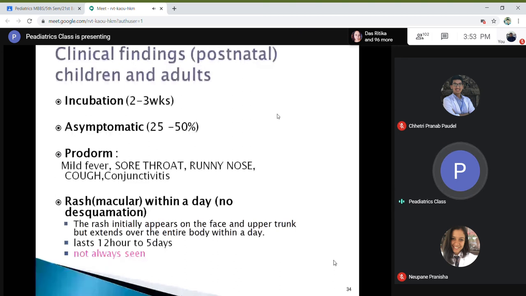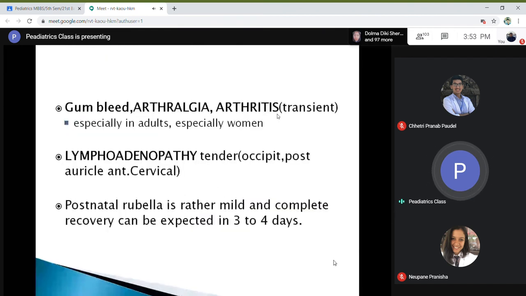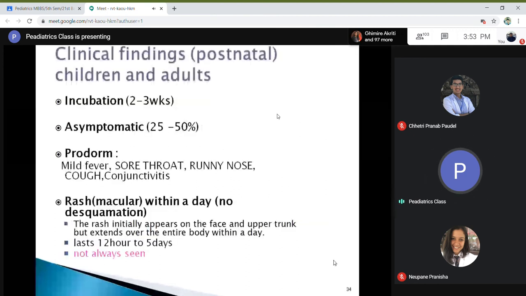So it initially appears on the face and then upper trunk, but extends over the entire body within a day. It's not measles. The rash lasts sometimes, I know, from 2 hours to 5 days. So usually 3 days, okay? We have the 3 days measles as well. Not always seen, sometimes.